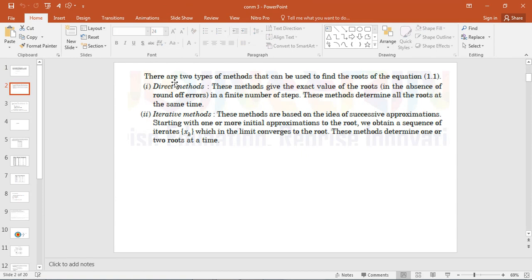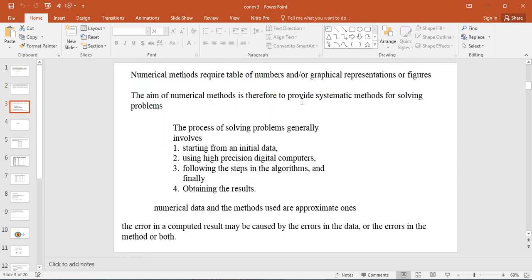The next method of solving an equation is the iterative method. In the iterative method, initially we start with one or two guesses, and then we move on with the iteration. Iteration is the consecutive repetition of the method, and in this way we come to the concluding value. Now, what are numerical methods and what do we require?